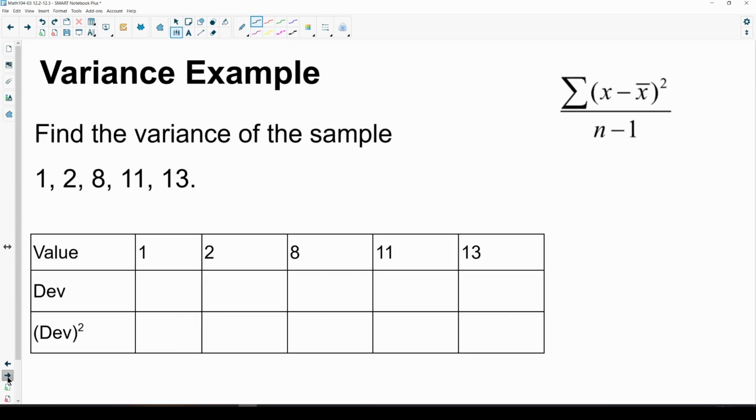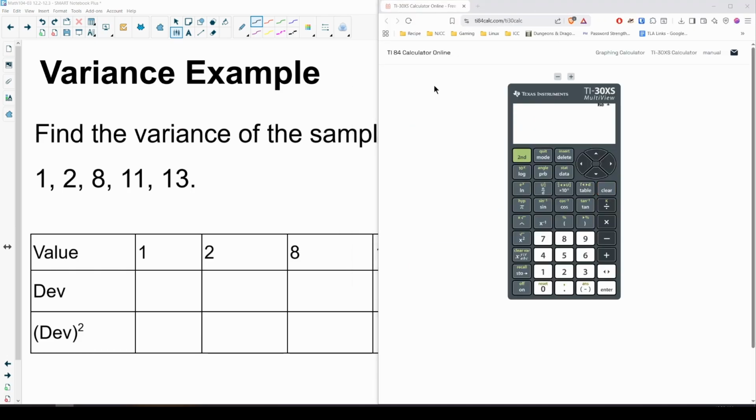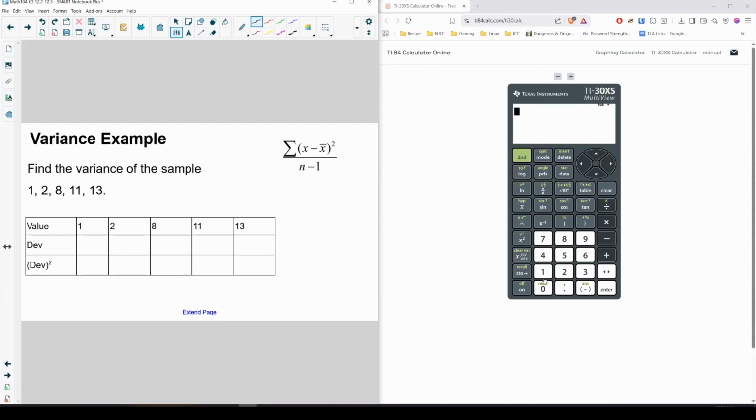Let's take a look at an example. So I've got this set of data here. It's got 5 elements. Let's go ahead and find its mean. Grab our handy dandy calculator. And we have our different elements, 1, 2, 8, 11, and 13, for a total of 35, divided by the number of elements. There's our average, or x bar, right? So our average here is 7.